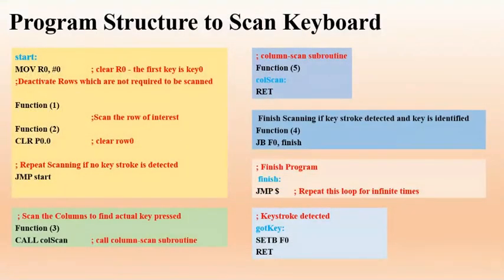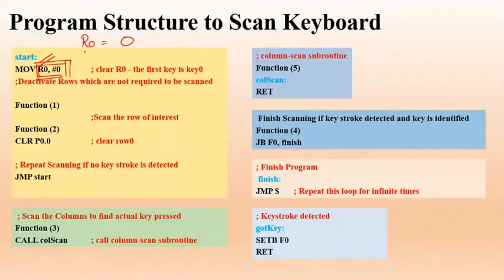Okay, so this is the program which we have shared with you in the handout. So what I did, I just kept all the subroutines in different locations so that the program looks a bit simpler. So this is the initial part of the program, in which you are just starting the scanning process. For that, what we are doing here is we are taking register R0 and entering 0 into that. So R0 is initially 0.